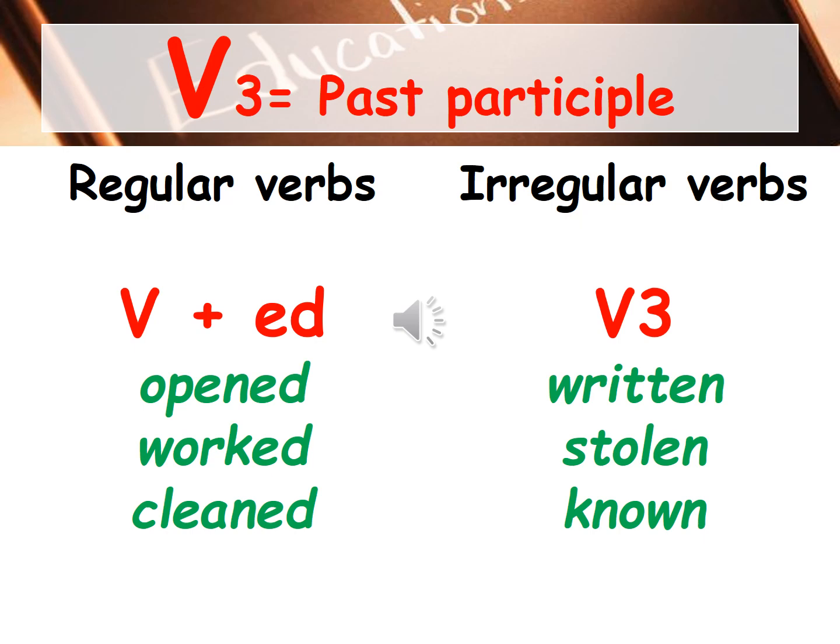Let's revise what past participle is. When we have a regular verb, we add the ending -ed to the verb. When we have an irregular verb, we take the third form. For example, regular verbs: opened, worked, cleaned. Irregular verbs: written, stolen, known.